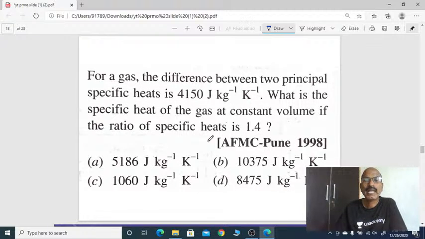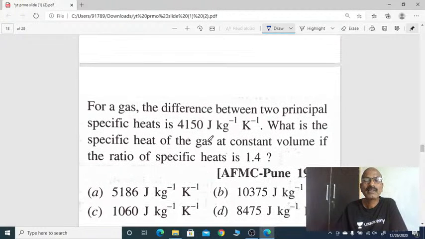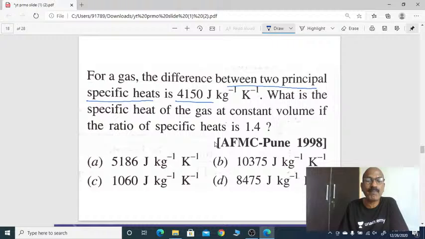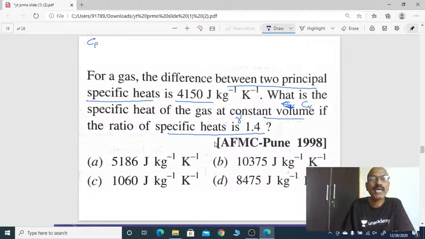Now, for a gas, the difference between the two principal specific heats, Cp and Cv, is given. What is the specific heat of a gas at constant volume, Cv? If the ratio of specific heats is 1.4, the ratio Cp by Cv between the two specific heats is equal to gamma.